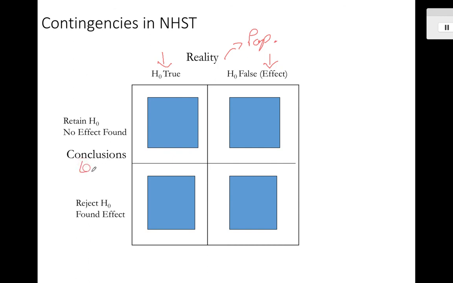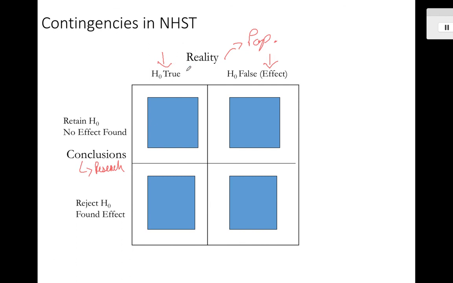My conclusions, based on my research, are the following. I either retain the null or I reject the null. So you'll notice here that both retain the null and reject the null are represented right here. The null being true, you retain the null. The null being false, you reject the null. So in other words, in reality, I'm either saying that the null is true or that the null is false. In my research, I'm either saying that the null is true or the null is false, depending on what I find. So let's begin here thinking about the possible combinations.